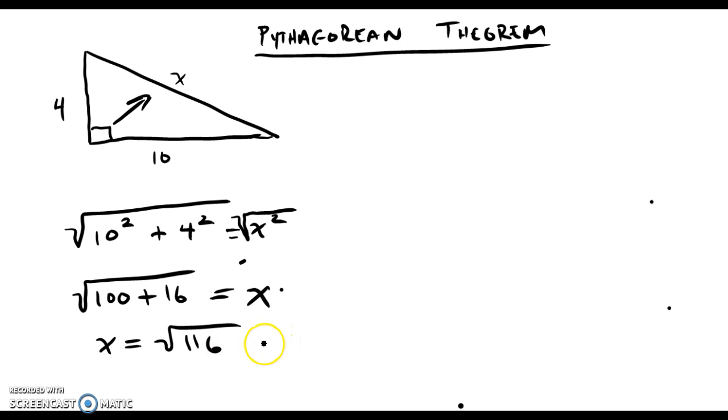But the square root of 116 does not have an even square root. So we're going to have to simplify the radical, and that's why I had you practice that skill, simplifying radicals. So what times what goes into 116? Let's see, I think 4 goes into 116.